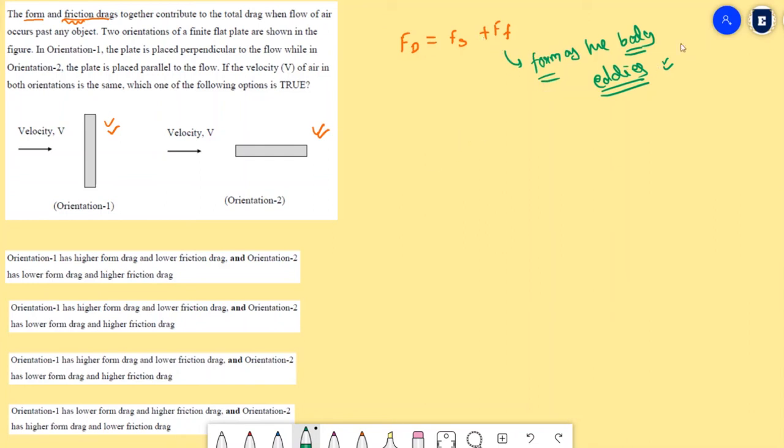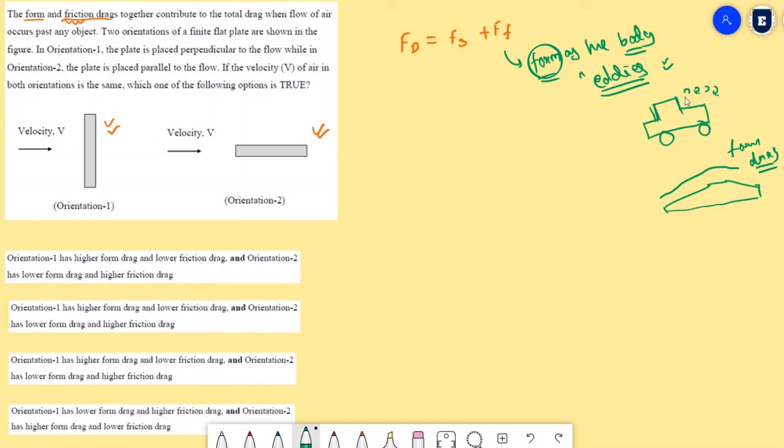So form drag depends completely on the form of the body, how the body is oriented. For this we have a best example. Initially we used to see cars like this, like a rectangular or cubical type. But after that we started to get cars like this. Why? This is obviously to decrease the form drag. Because of this irregular nature, there will be formation of more eddies, and that increases form drag when air flows like this. Here, due to the smooth flow, due to streamlining the body, form drag will decrease.